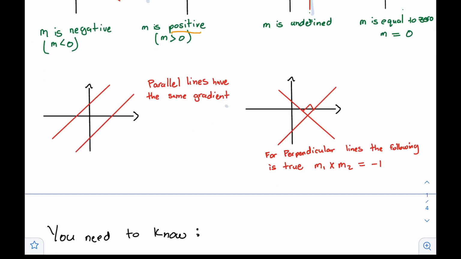Then what we know about parallel lines, we know that parallel lines have the same gradient. So the gradient of this straight line will be equal to the gradient of this straight line. And then for perpendicular lines, perpendicular meaning that where they touch, there's a 90-degree angle that we see. We know that the following is true: m1 times m2 is equal to -1. So if you have the gradient of one line, you'll have to maybe solve for the gradient of the other line once you see that they are perpendicular.